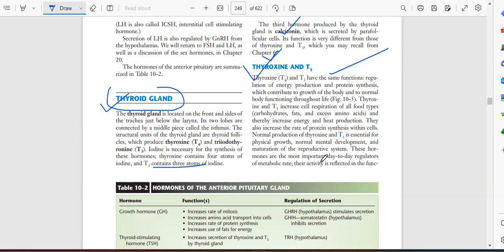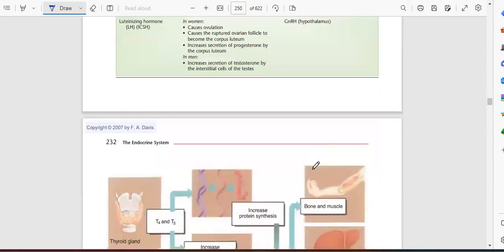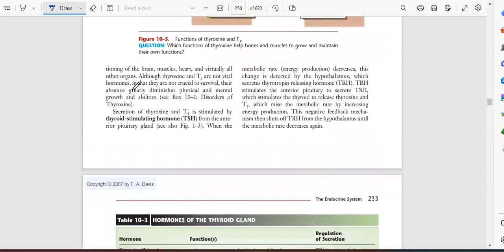These hormones are the most important day-to-day regulators of metabolic rate. These activities are reflected in the functioning of the brain, muscles, heart, and virtually all other organs. Although thyroxine and T3 are not vital hormones in that they are not crucial to survival, their absence greatly damages physical and mental growth and abilities.